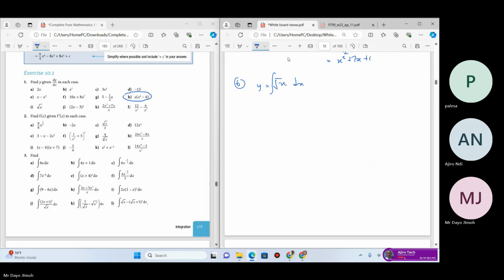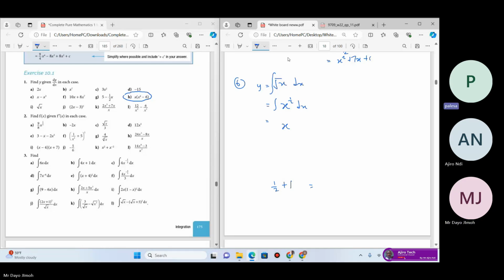So I'd write it out in the form integral of x to the power 1 over 2 dx, right? So what will it become? It becomes x to the power 1 over... no. What is 1 over 2? You always add 1 to the power, right? So you must add 1 to the power.